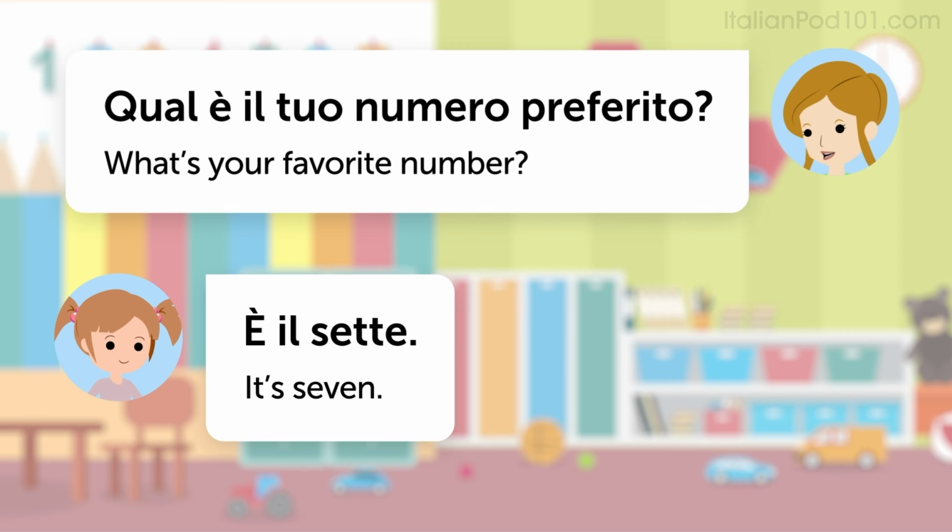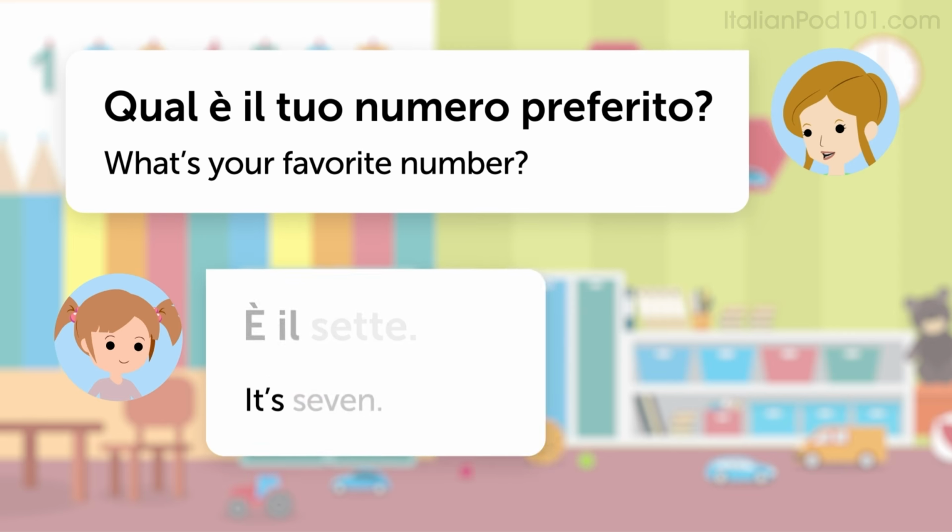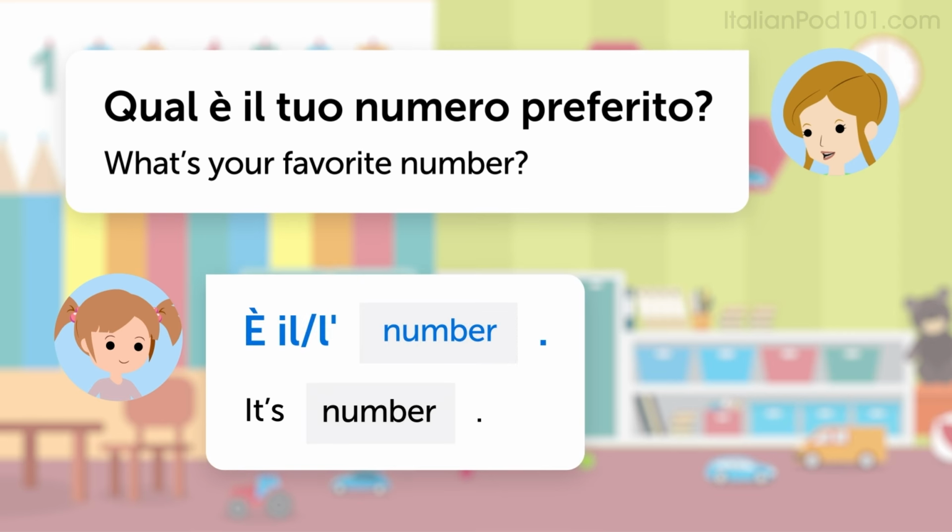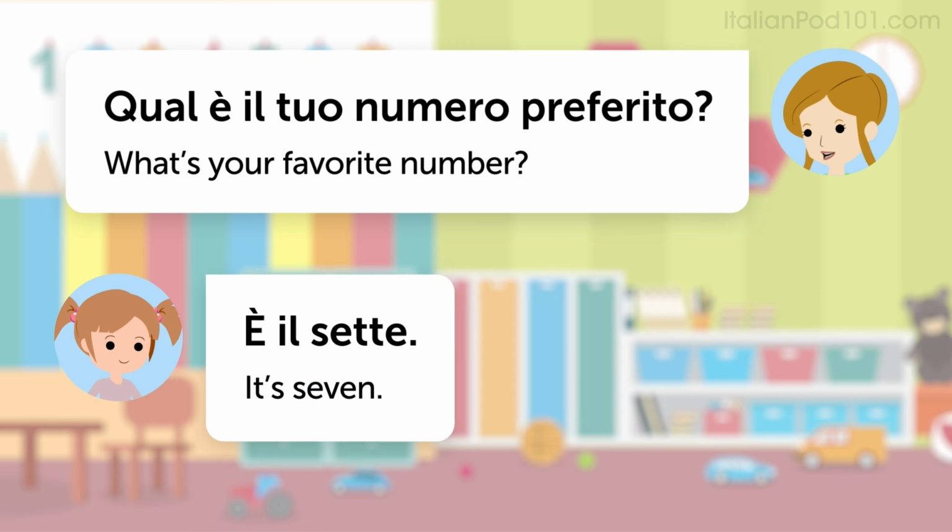Now, how do you answer this question? The pattern is, È il, number. This Italian sentence literally translates into, is the number, but it means it's number in English. For example, it's 7. È il 7.